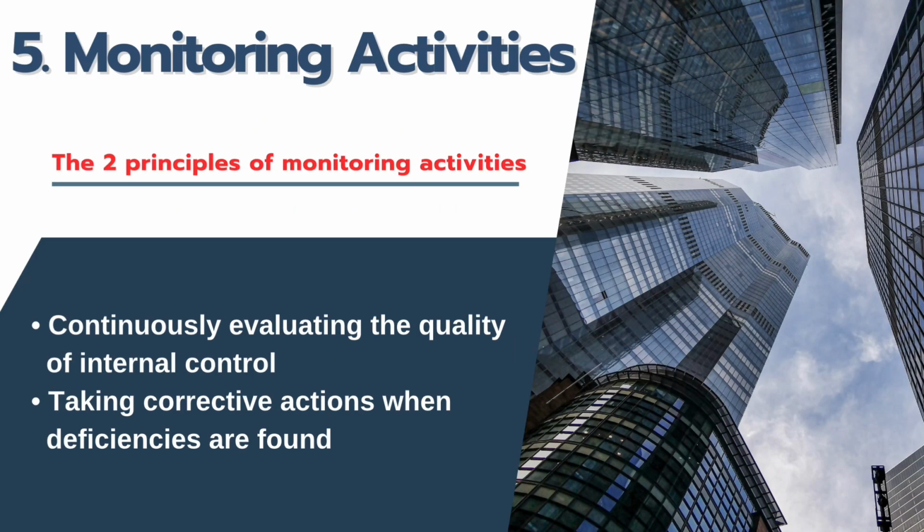5. Monitoring activity. Monitoring and evaluating the effectiveness of internal control is a continuous process, which includes assessing the adequacy of controls and making improvements when issues or deficiencies are identified.